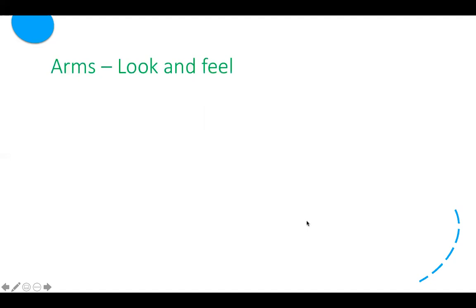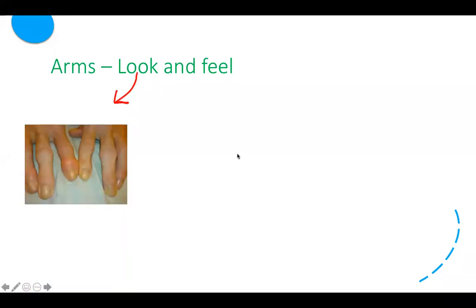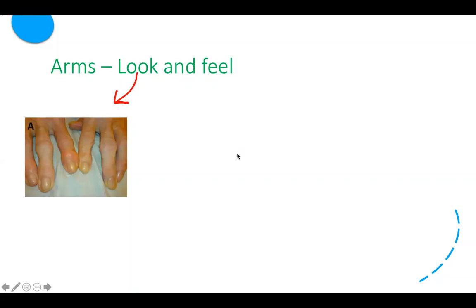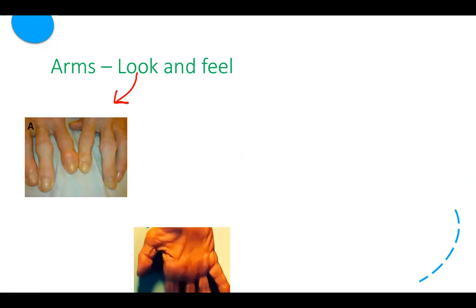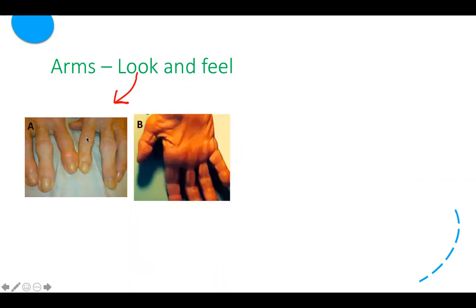Okay, so we're going to move on to arms. We've done the screening questions, we've had a look at the gait, we've had a look at the spine, and now we move on to arms. So again, let's start with look. Okay, so what do you guys think is A? What abnormality, if any, can you see in A?